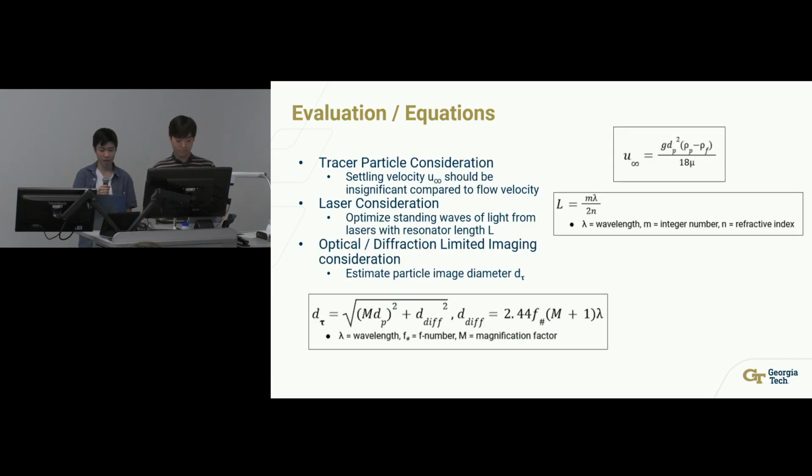So some examples of evaluation and equations necessary to best utilize PIV are described in the slide here. When considering what tracer particles to use in your experiment, making sure that your particle's settling velocity is insignificant when compared to the fluid velocity is key to ensure that the particle will behave as expected during the experiment. Optimizing your laser resonator length is key to maximize the standing waves of light produced from PIV to best obtain strong images for your experiment.